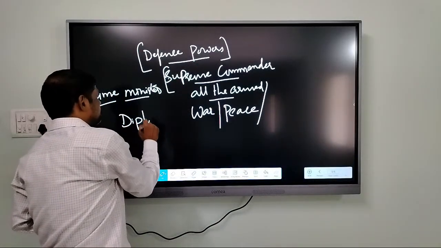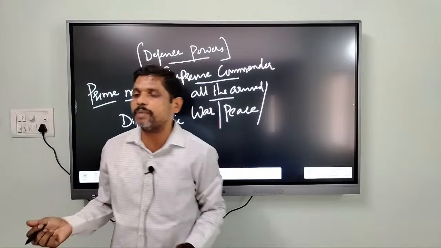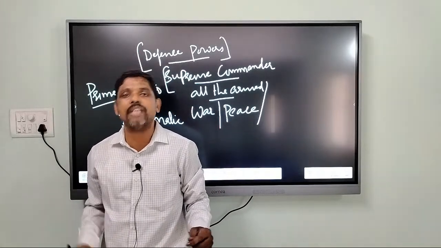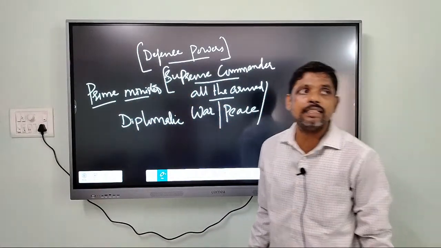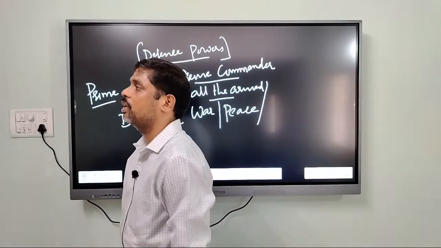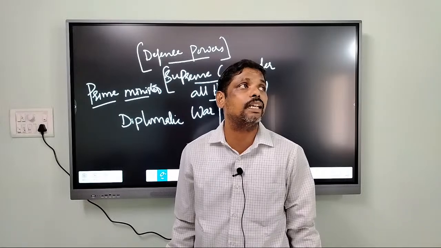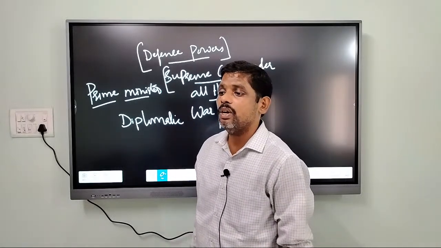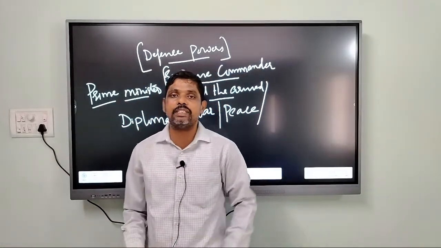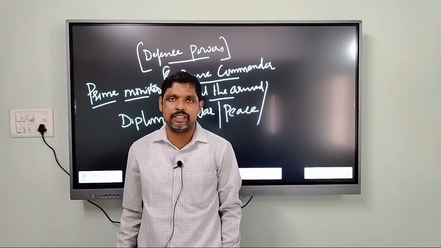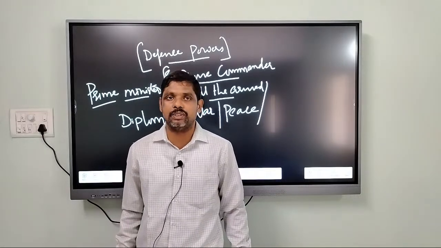So President of India enjoys diplomatic powers. What do you mean by diplomatic powers? The power of President to maintain relations with other countries, right? Diplomatic powers means it is the power of President to maintain diplomatic relations with other countries. It is the President of India who initiates the process of maintaining relations, and not only maintaining relations but also cutting down the relations.